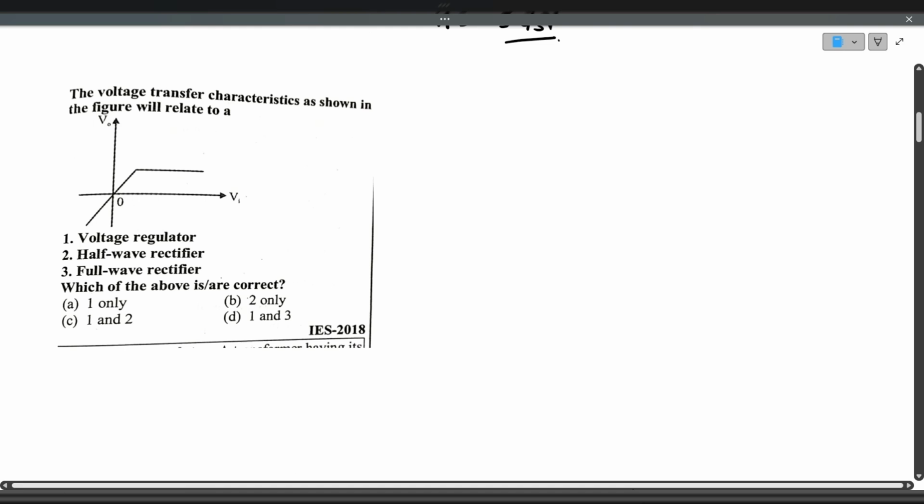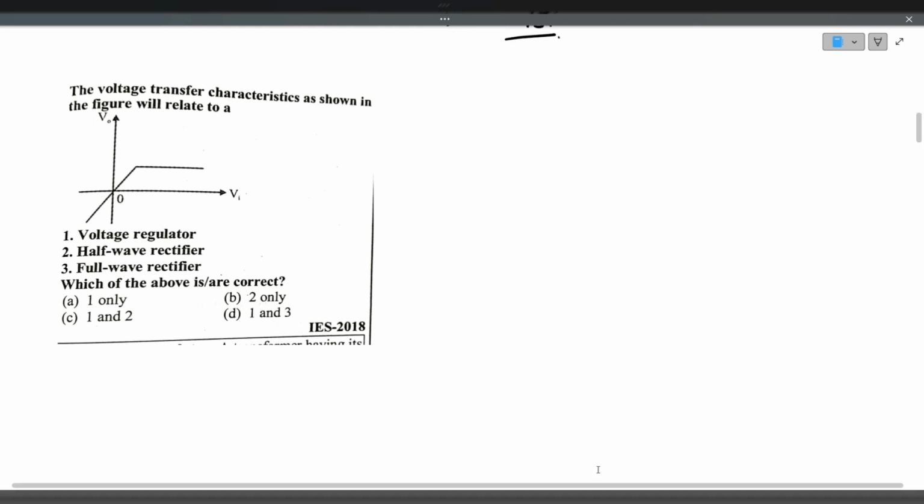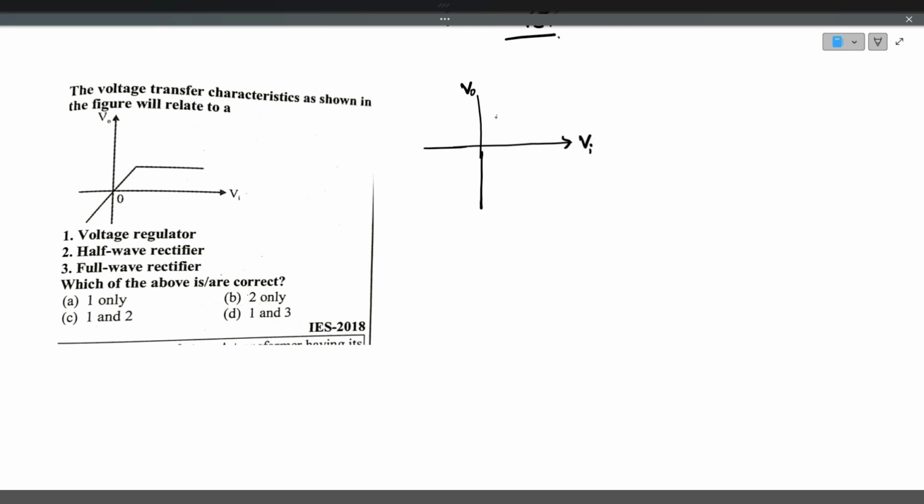Now coming to the next question. The voltage transfer characteristics as shown in the figure will relate to. If you observe the characteristic, it is like this. This is input voltage, y-axis is output voltage. It is linear up to a certain limit. For the entire negative cycle, it is linear. It is linear up to a certain limit of the positive cycle and remains constant after some time.